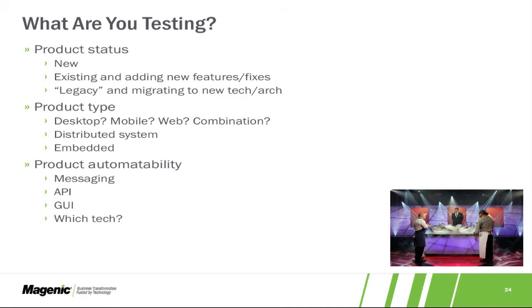Most of us live in these bottom two bullets, which is something existing and relatively mature, but we're adding new features and fixes to it. So how do we choose an automation tool for that? This one is a little more tricky. We have the legacy product, and we're migrating to a new tech, a new architecture, or a new platform, or something there. Many of us these days live here.